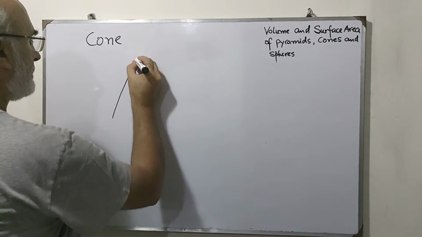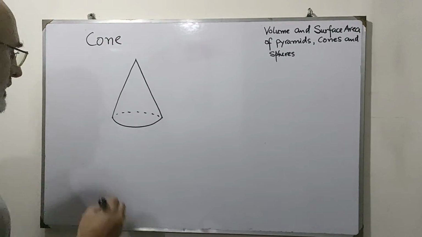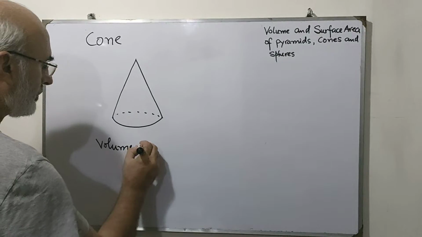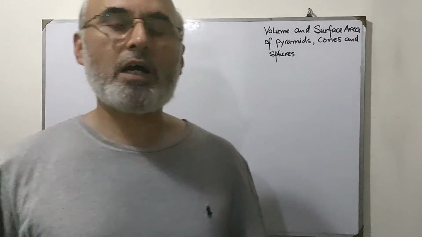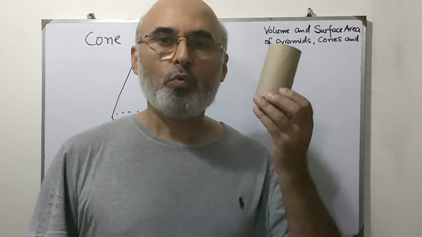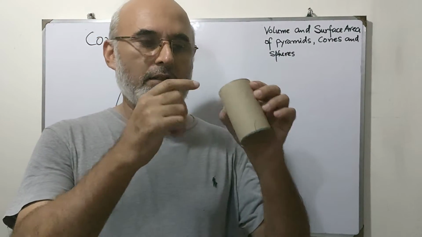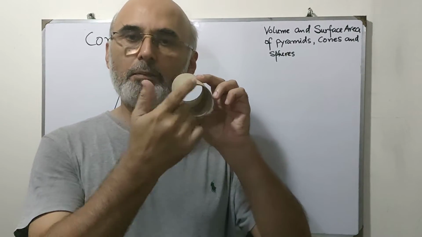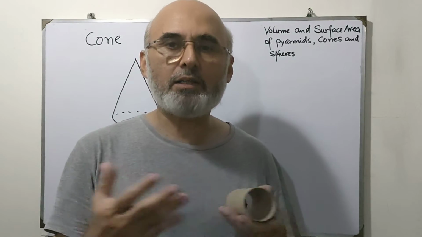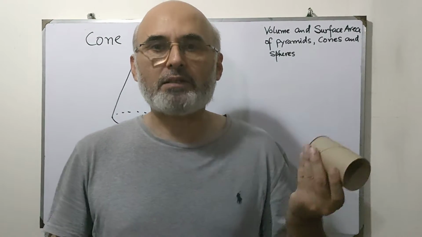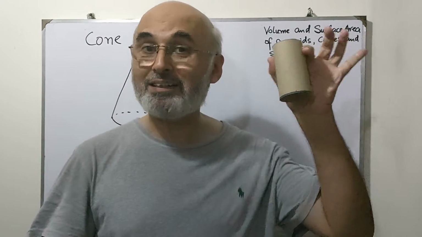Cone. Okay, so we have to calculate the volume of a cone, and for this also I'm going to refer to the cylinder. When we calculated the volume of a cylinder, how did we do that? The cylinder has a circular top and a circular base, and it has a height. When we calculate the volume, it is usually base area into the height. So what is the base in the case of a cylinder? It's a circle, and the area of a circle is pi r square. So what we did was pi r square into height. That was a cylinder.